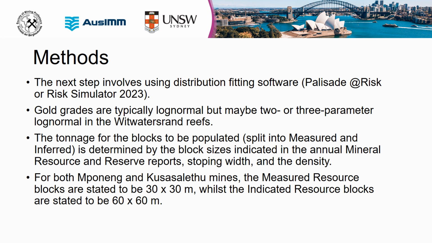The tonnage of the blocks to be populated are split into measured and inferred categories, and the size of these blocks for these two categories was obtained from the annual reports, along with the stoping width and the density for the ore bodies. For both Mponeng and Kusasalethu mines, the measured resource blocks are stated to be 30 by 30 meters, whilst the indicated resource blocks are stated to be 60 by 60 meters.